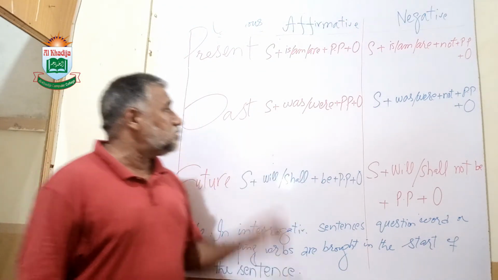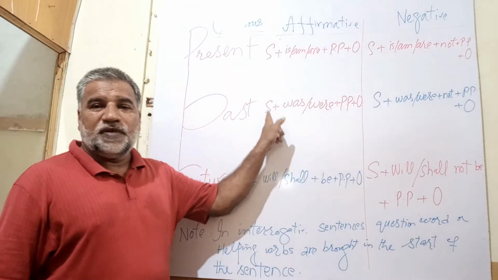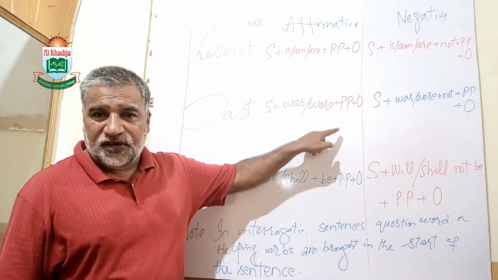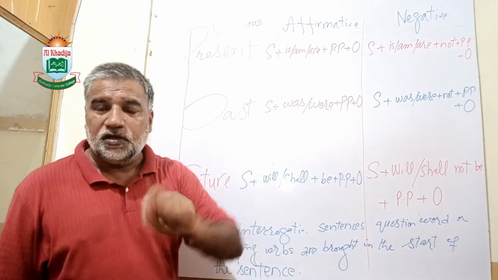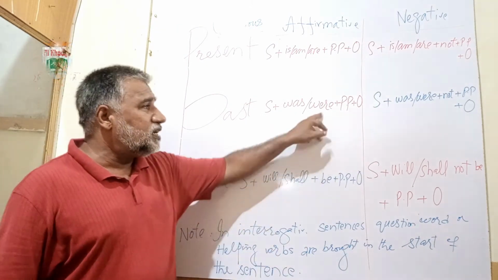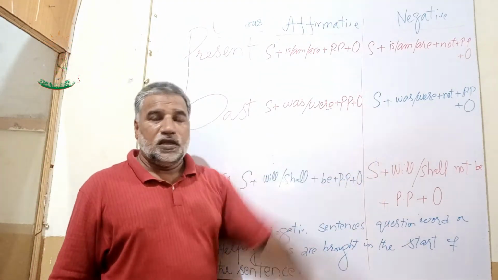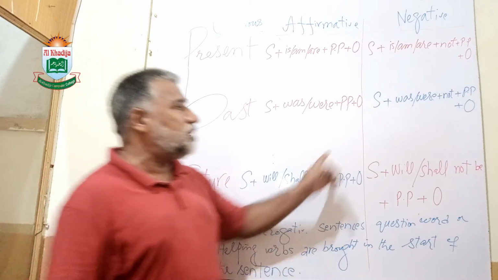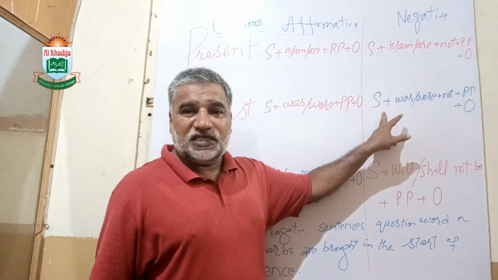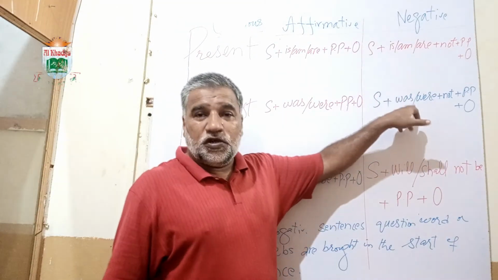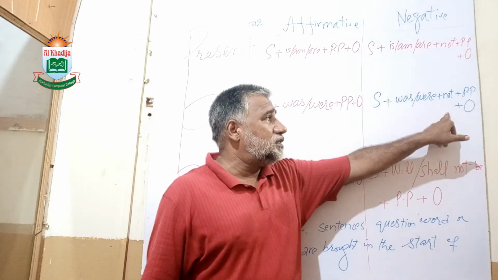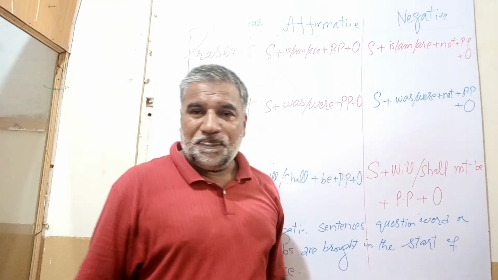So past continuous is subject plus was or were plus present participle plus object. The negative sentences of past continuous: subject will be in the start plus was or were plus not plus present participle plus object.